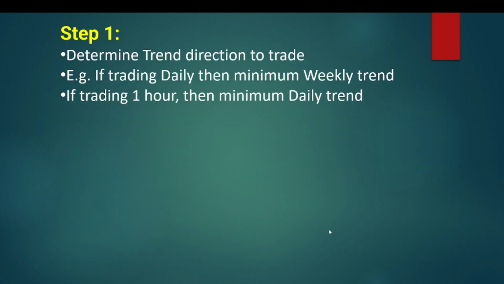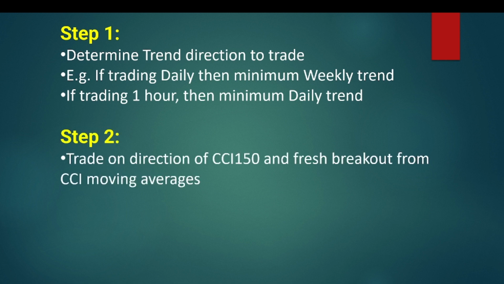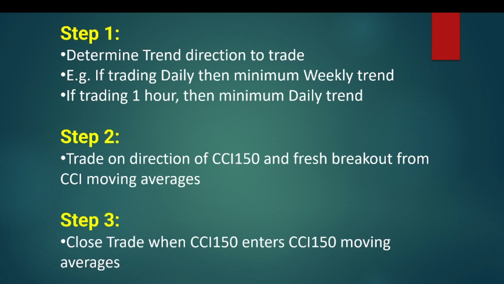In terms of trading idea, we look at the higher term trends. So, for example, if you want to trade the daily, we go in the direction of the weekly trend, or if you want to trade on the hourly, we go in the direction of the daily trend as a minimum. Step 2 is you take a fresh look at a fresh breakout from the CCI 150 moving averages to open your position. And step 3, to close your position, you close it out when the CCI 150 enters into the moving averages of those CCI 150.